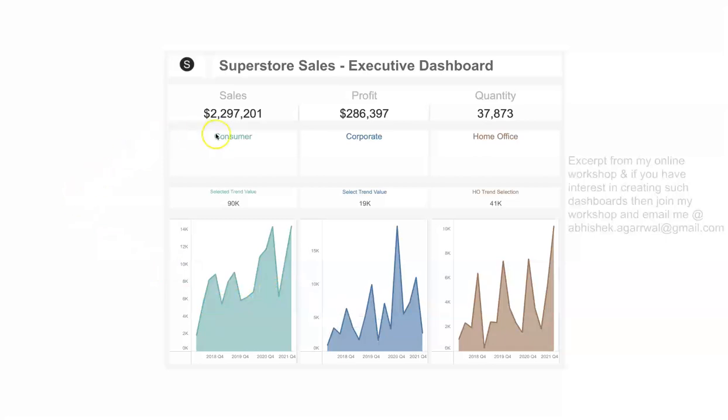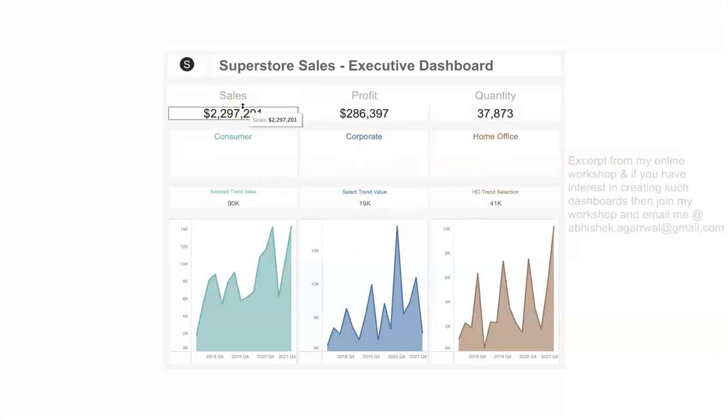So first thing first, what we have is the KPI information, and the functionality we are going to look at and develop is, if we choose any of the KPIs, sales, profit or quantity, all of our divisions, which are consumer, corporate and home office, should be filtered by the KPI or visualization that we are selecting.